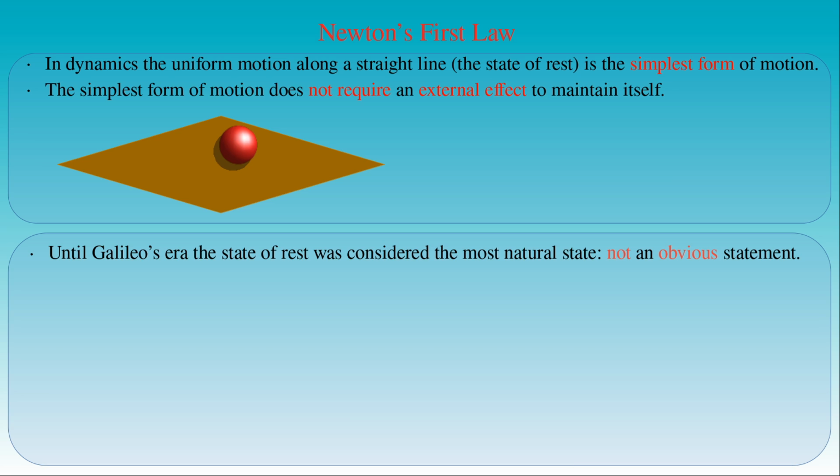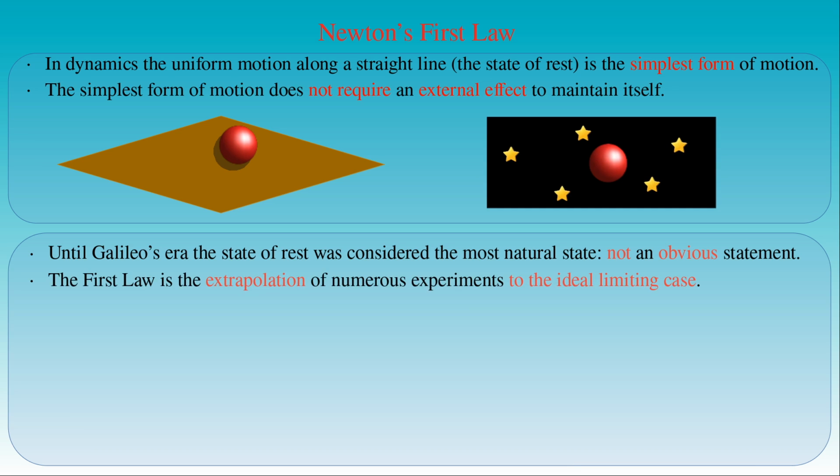We also have to keep in mind that the first law of motion is the extrapolation of countless results of experiments observed in nature to the ideal limiting case, where a body is completely free from effects of other objects. This statement is an axiom, that is, the first law cannot be proven with direct experiments, since no material object can be withdrawn from the effects of other bodies.